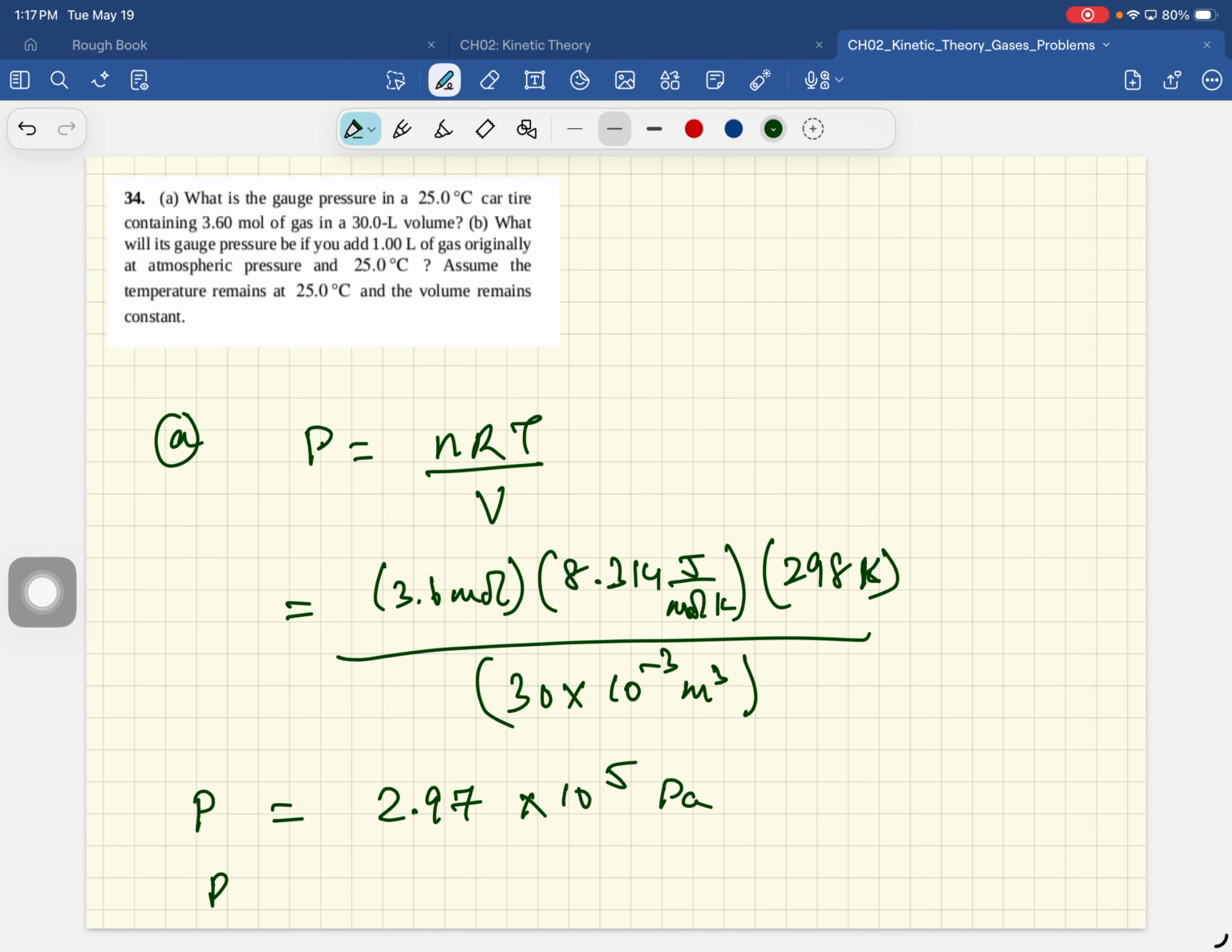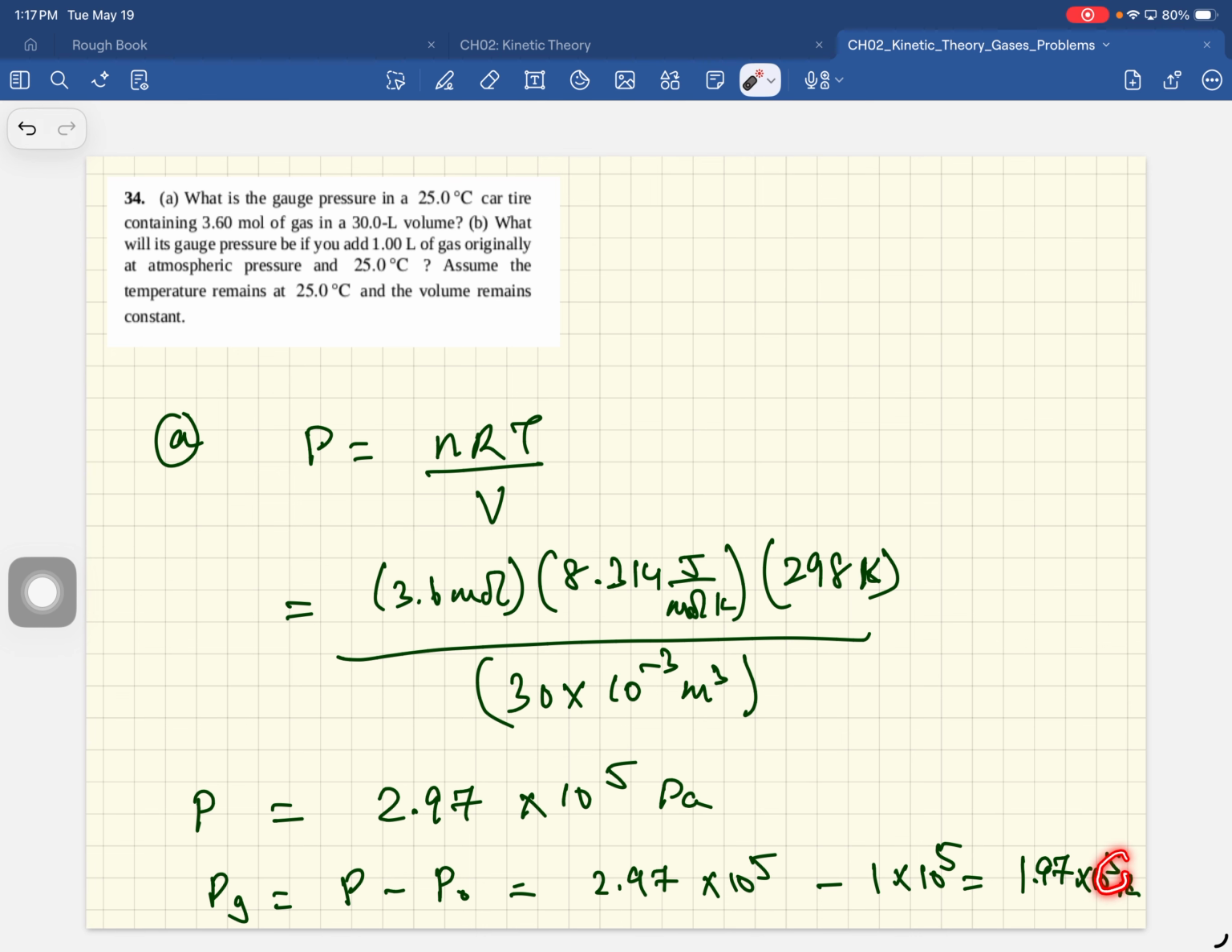Some incandescent light bulbs are filled with argon gas. Argon is a noble gas. Okay, so it won't react. The filament will be at high temperature, and if you fill it with oxygen, it'll get oxidized. So you fill the bulbs with inert gas, something that it won't react with. What is the VRMS of argon atoms near the filament, assuming the temperature of the filament is 2500 degree Kelvin? So that incandescent bulb, that filament that's glowing, is at 2500 degree Kelvin.